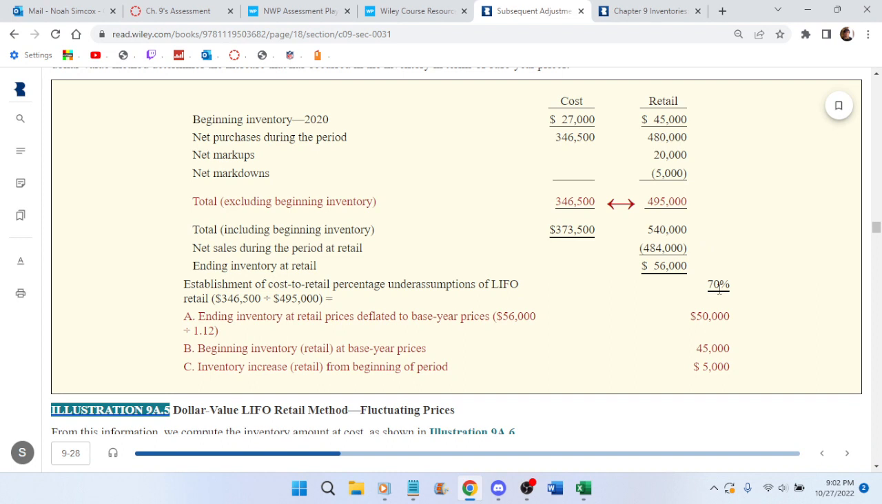this is 70%. Okay, so now including beginning inventory, you have total cost and total retail. Then you subtract the net sales equals ending inventory at retail. You have established that this divided by this equals 70%.